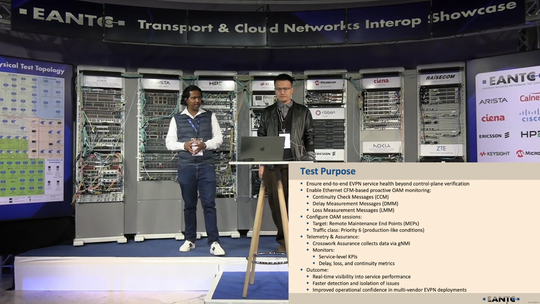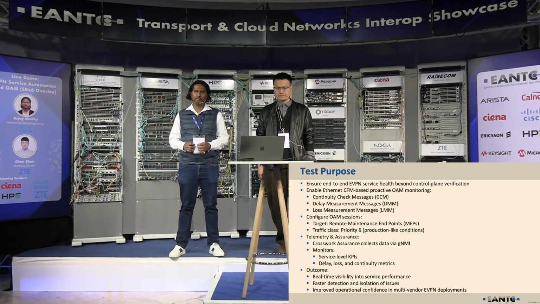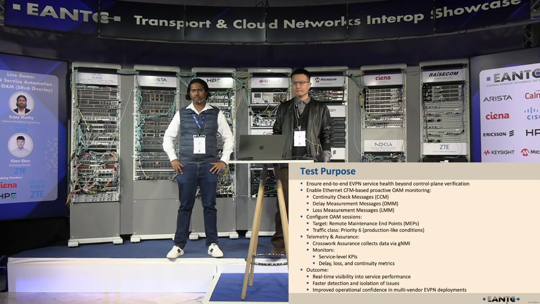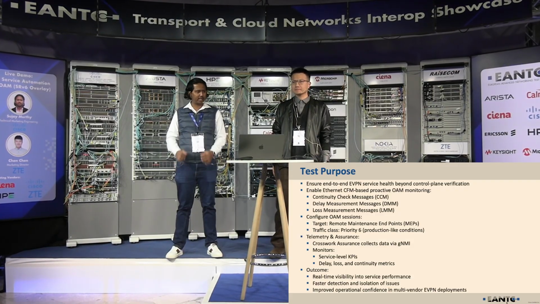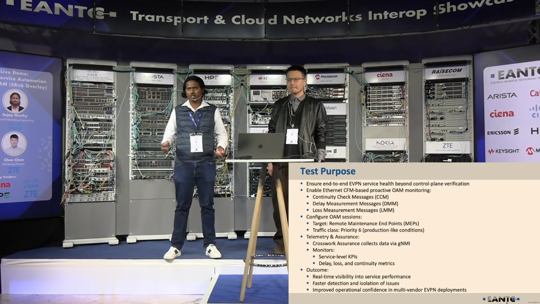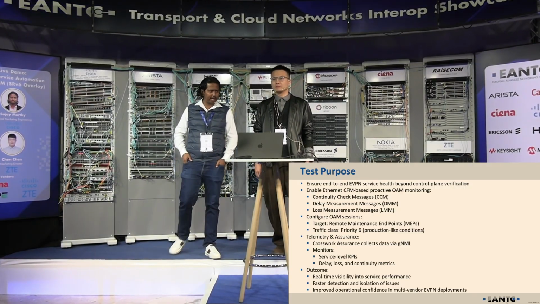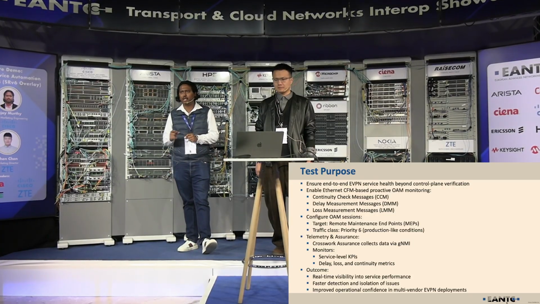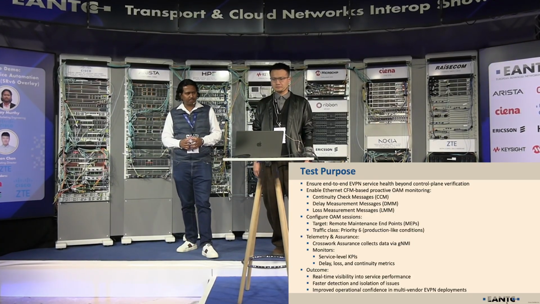So the target here is to set up maintenance for the endpoints using MEPs, and a traffic class using priority 6, which is like a production-like deployment. And then using telemetry and assurance, we collect these metrics through the data and monitor these service level KPIs, measuring the delay, loss and continuity metrics.